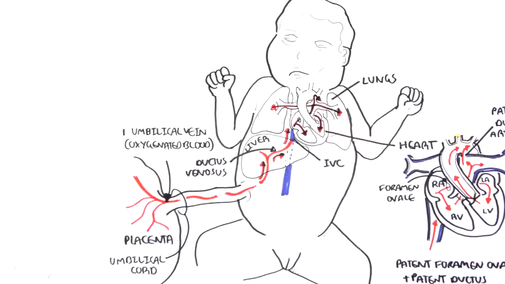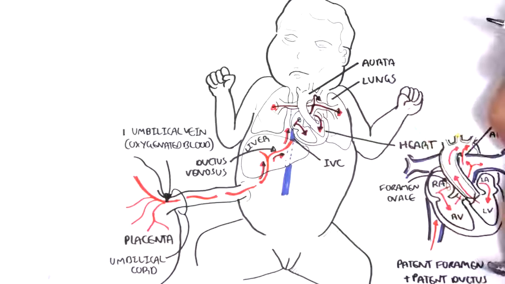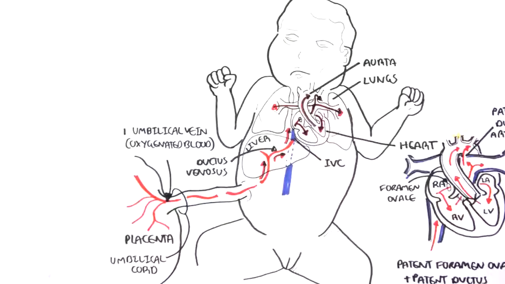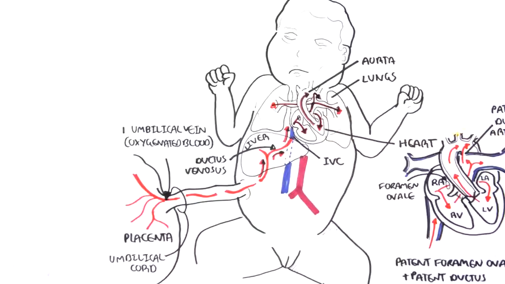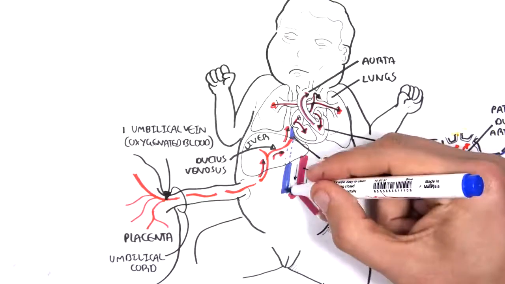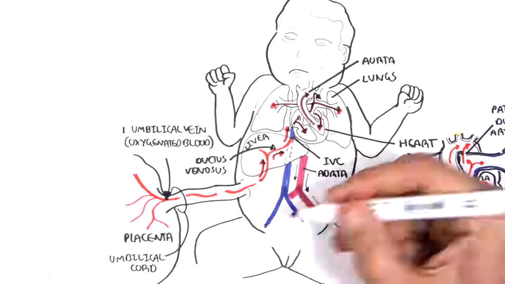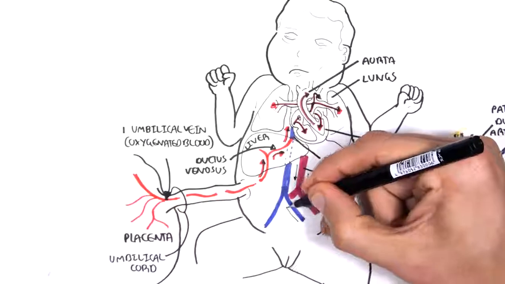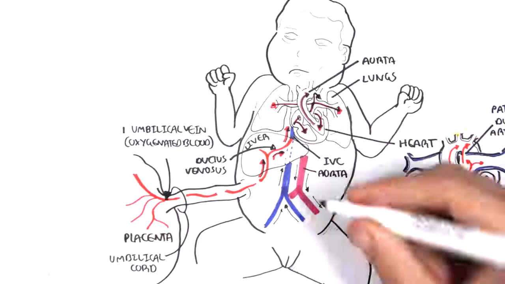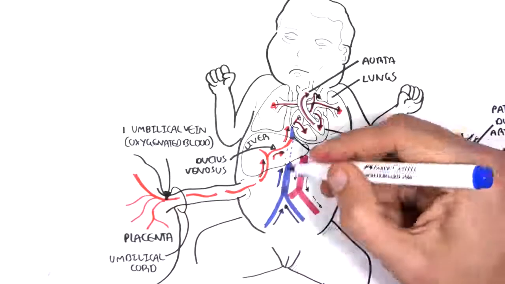Okay, so now you have partly oxygenated blood in the aorta, where it will now be delivered to the fetal tissue. The fetus needs oxygenated blood. Once the oxygenated blood is used by the tissue, blood will then normally return back to the heart via the veins. So here the veins are in blue, which indicates deoxygenated blood.